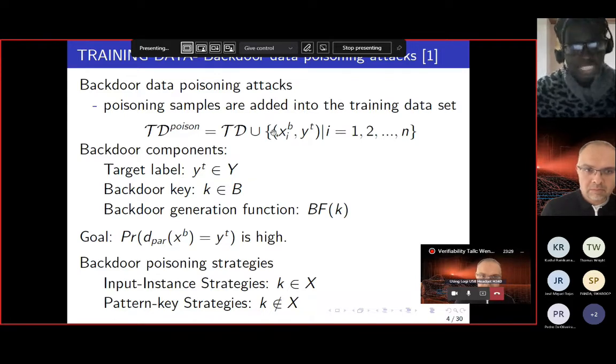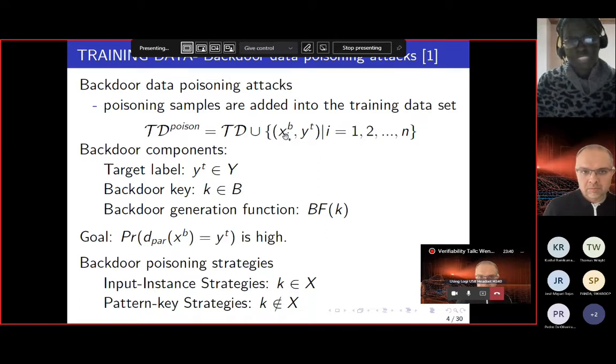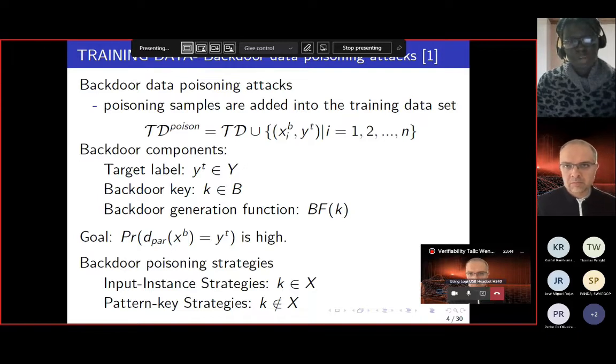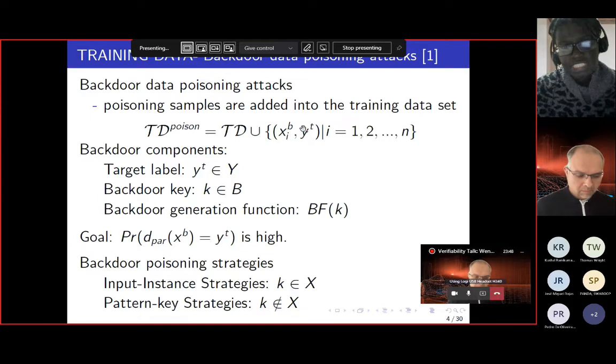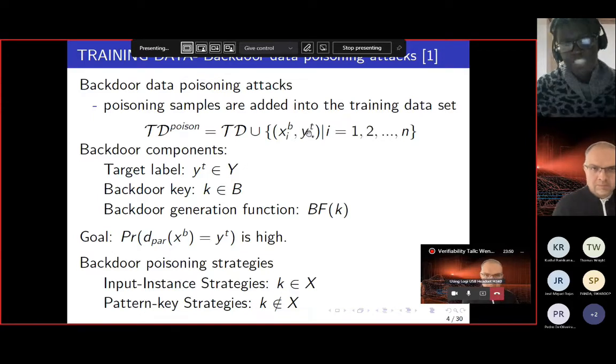So you can see here, I have my clean data set, and I have this notation here, XiB. This denotes a set of inputs that have been mismarked and watermarked by the adversary. And this is the target label that the adversary wants those inputs to be misclassified as.